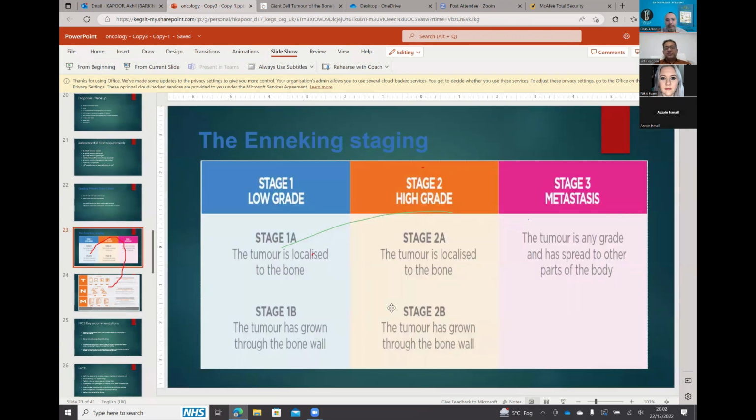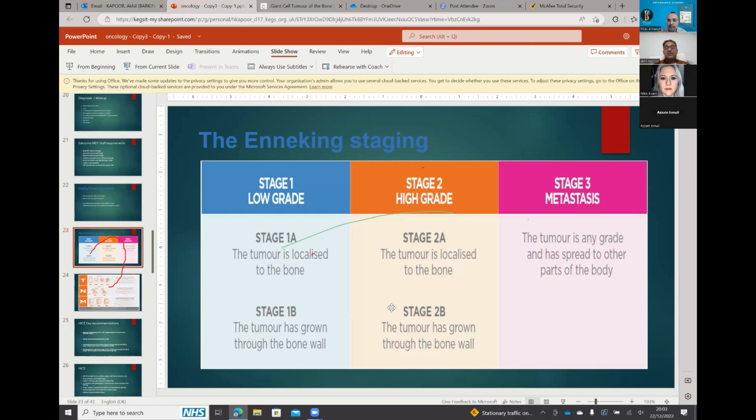The reason I didn't go into too much detail is because, just to recap, grading is low grade or high grade, and that is based on microscopic assessment of tumor cells. That is grading. But staging is how far the tumor has spread, whether it's localized in a particular compartment, which is bone, or it has gone into the muscles and surrounding fascia, or it has crossed compartments and possibly even gone through blood vessels and gone elsewhere in the body, right? So that is what staging is. And it is very important because the treatment differs.